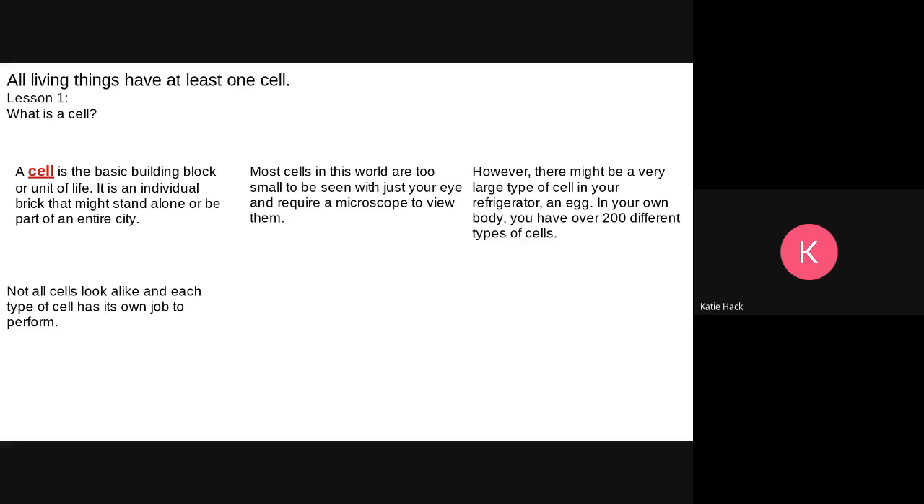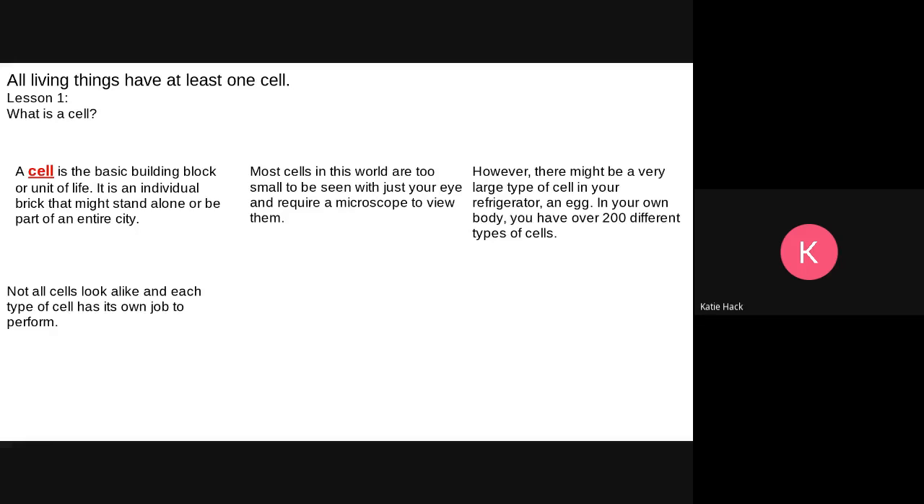So all living things have at least one cell. And we learned this in the last unit, that a one-celled organism is unicellular, and a multi-cell organism is multicellular. So that literally just means one cell or multiple cells. But what is the cell? So we're going to be talking a little bit about what the cell is today.